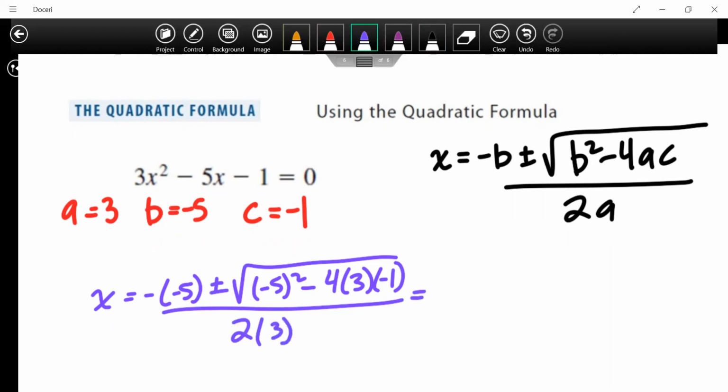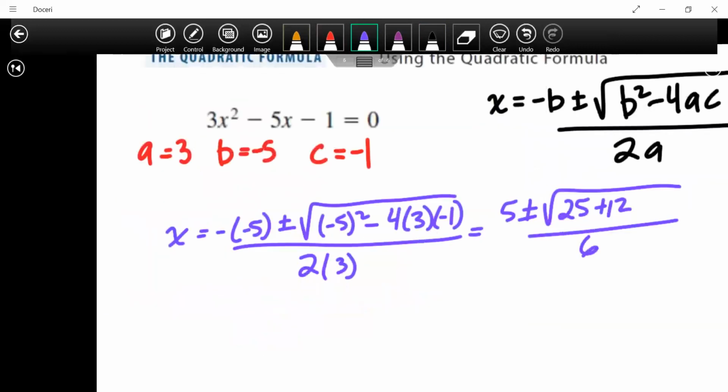We're going to go and simplify this out. You can do 6, that's fine. I'm going to get positive 5 plus or minus the square root of 25 plus 12, all over 6. So 5 plus or minus the square root of 37 over 6. Do you need to reduce down? No, leave it.